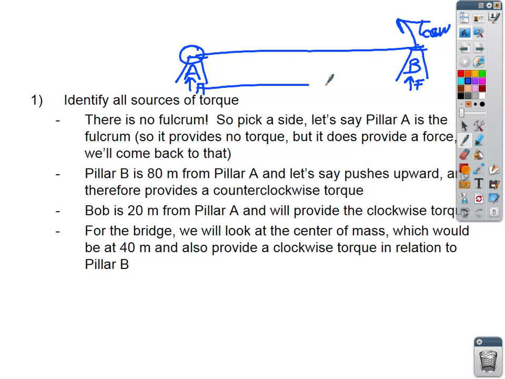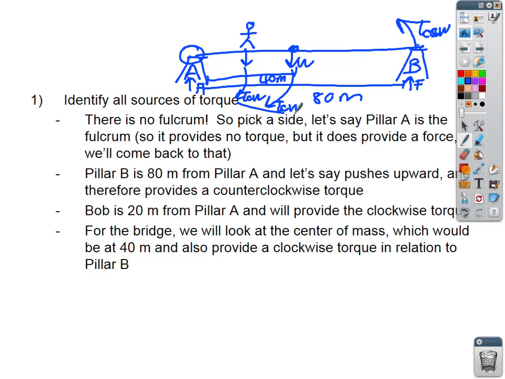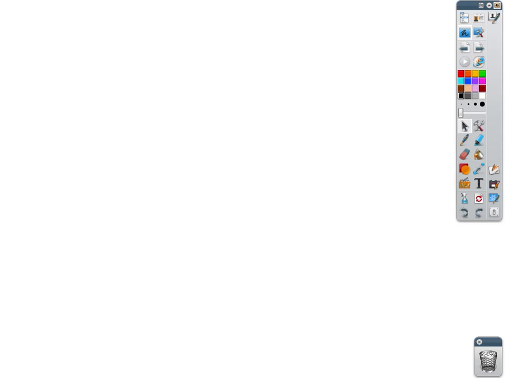All right, 80 meters away. The bridge is right at 40 meters and has a weight going down, so it's going to try to apply a torque clockwise. And then Bob is standing here nicely on the bridge, also going to try to apply a clockwise torque. So we have two clockwise torques countering a counterclockwise torque, and he is 20 meters away. Okay? So, to find all those torques.